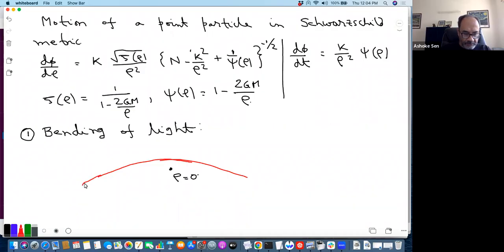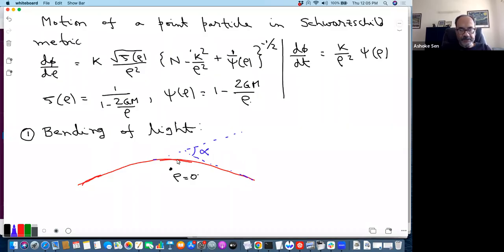So far away, of course, it just comes along a straight line because the metric is just flat. But near the point mass, it will bend. And so effectively, what is going to happen is that if you extend it, and if you extend this, there is some angle alpha by which it bends.